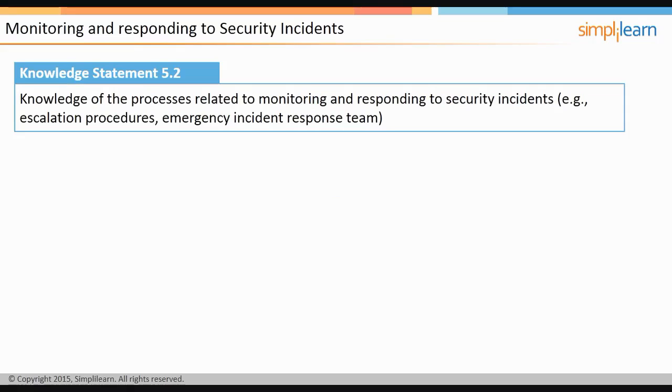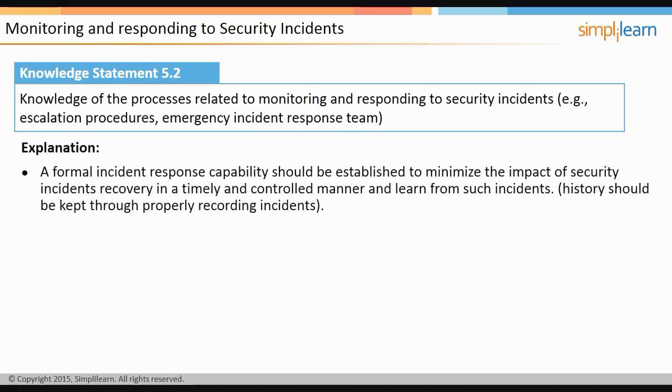The key knowledge point is the processes related to monitoring and responding to security incidents, for example, escalation procedures, emergency incident response team. A formal incident response capability should be established to minimize the impact of security incidents, recovery in a timely and controlled manner, and learn from such incidents. History should be kept through properly recording of incidents.